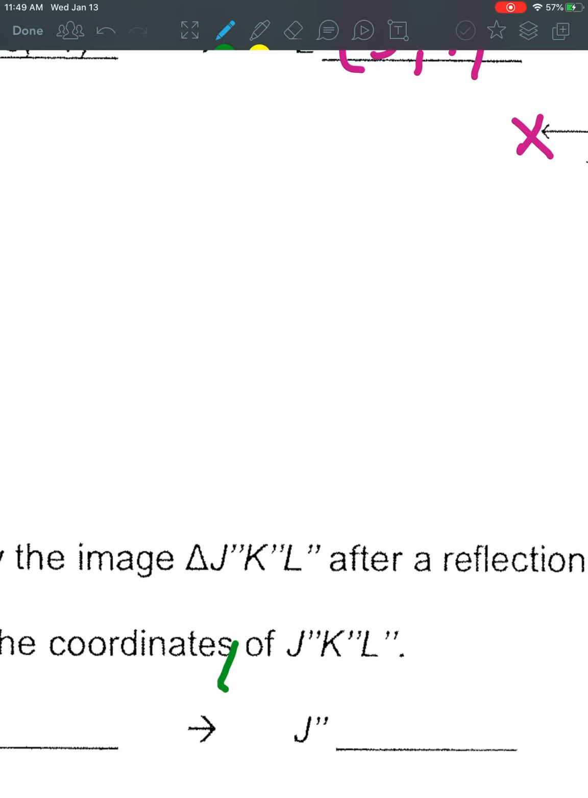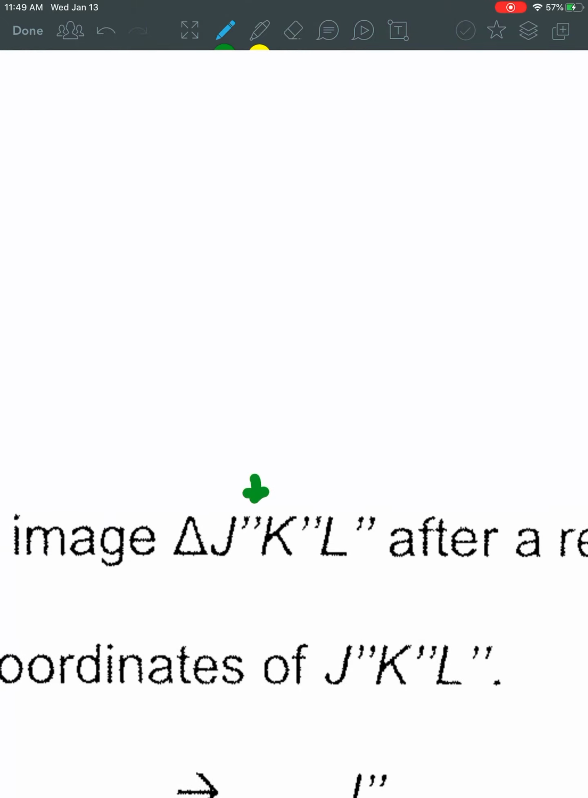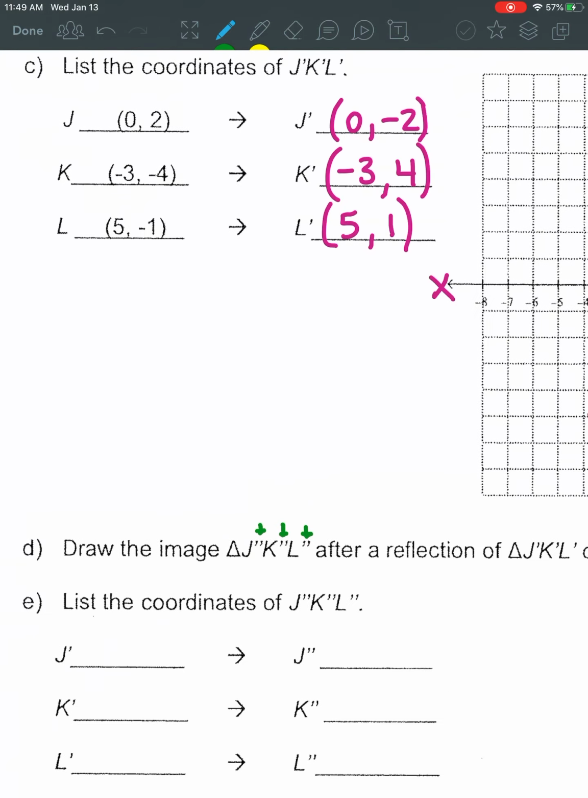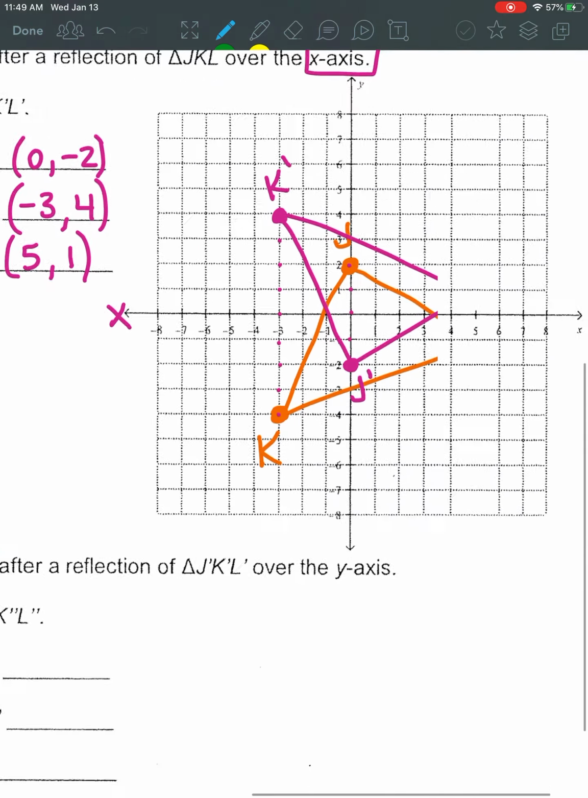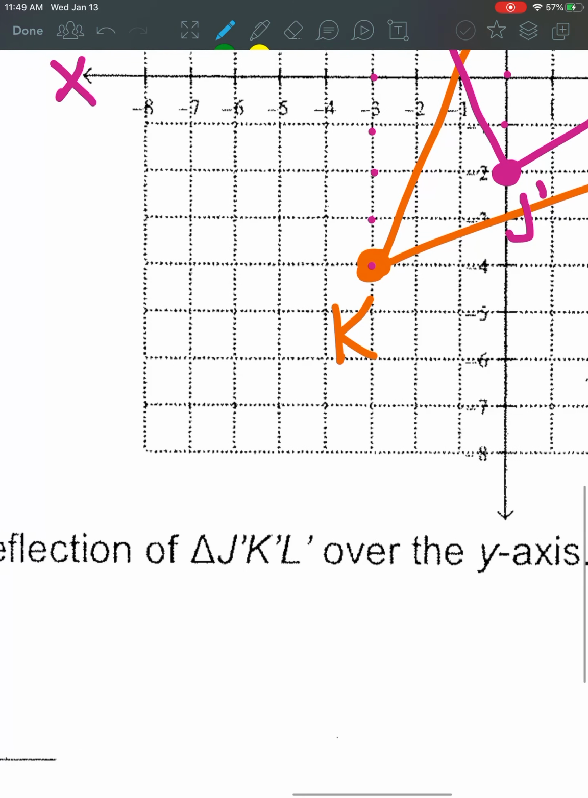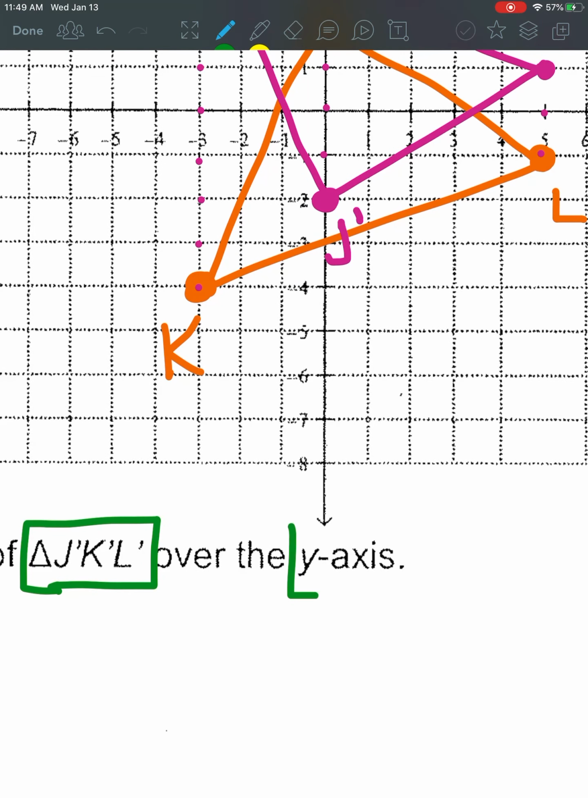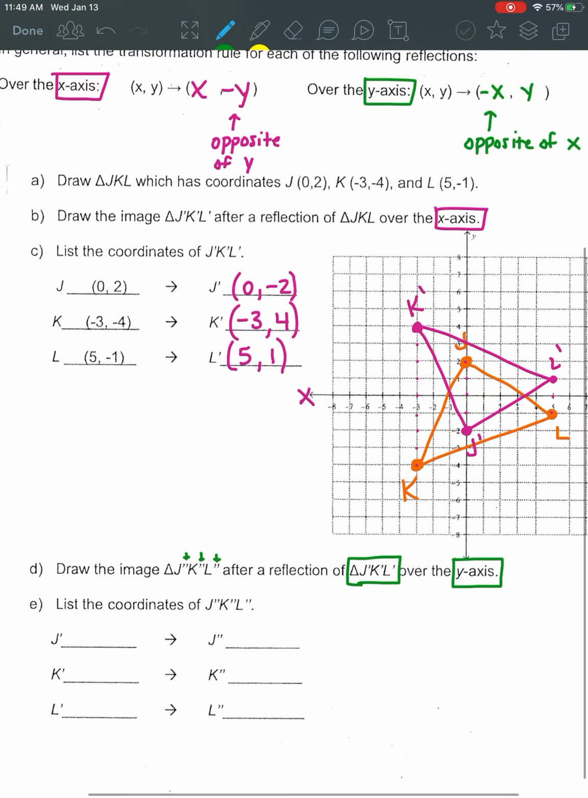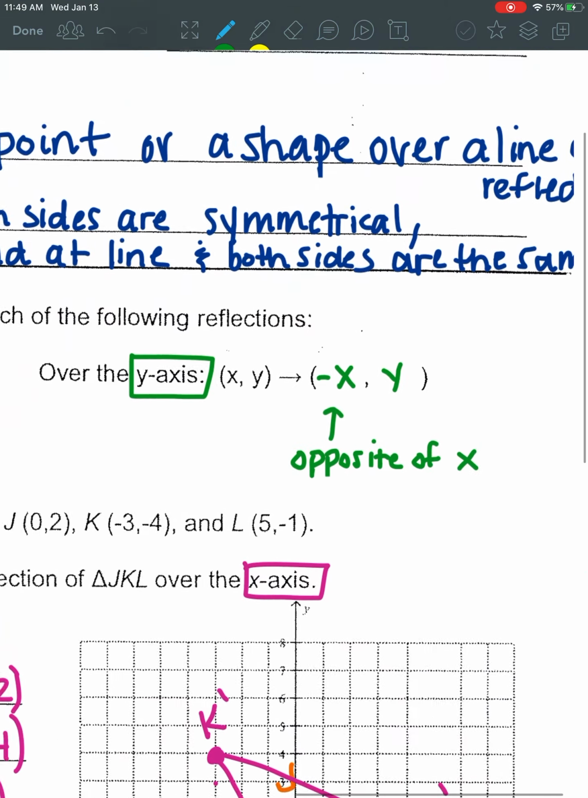Look at how this is labeled. Now we have 2 apostrophes. So J double prime, K double prime, L double prime. That means we're making a third triangle after reflection. Look at what we are reflecting. We are reflecting the new triangle we just drew, not the original one that I have in orange, but the pink one. And now we're going to reflect over the y-axis.